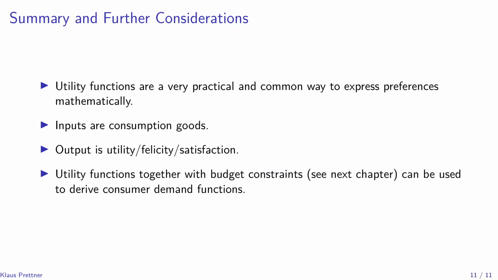And if we now add the second element, the budget constraints, which we will discuss in the next chapter, then we can use the utility function together with the budget constraints to derive the optimal consumer demand functions for given preferences and given budgets.